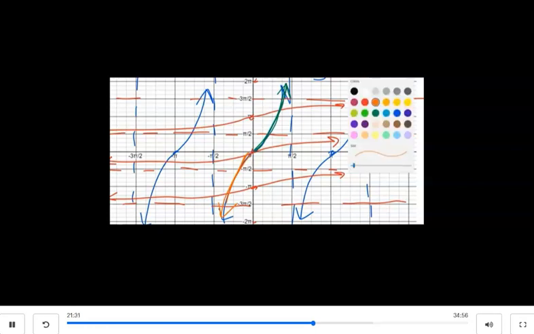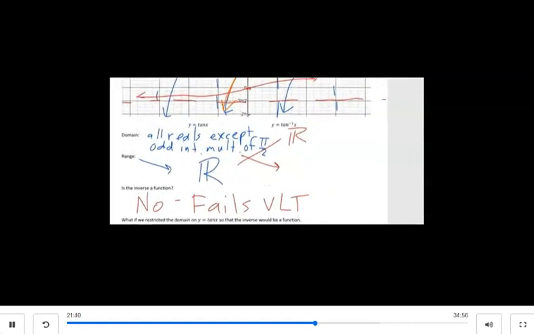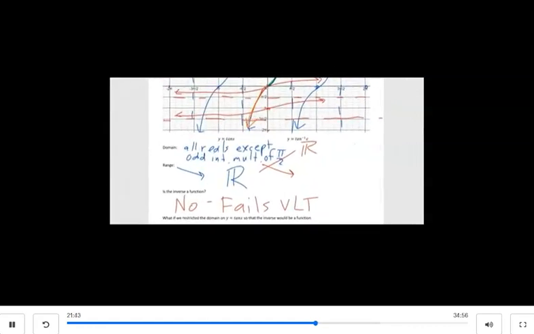So, maybe I should use a different color. Yeah, we'll get down here. When we get down here and we start saying, how are we going to restrict the domain? We're not going to do all reals. We're going to restrict it from negative pi over 2 to positive pi over 2. But notice the difference. I did not include the endpoints.